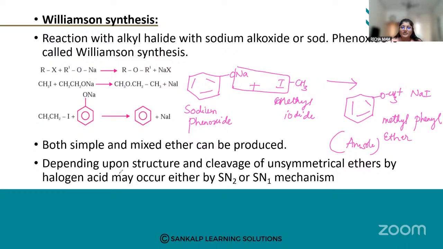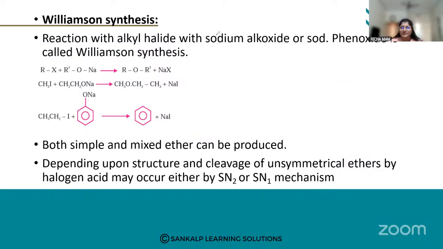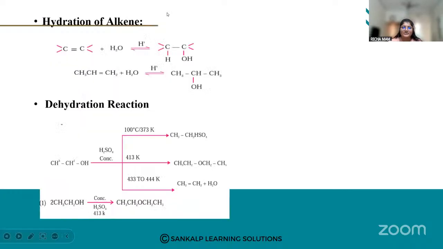Depending upon the structure, cleavage of unsymmetrical ethers by halogen may occur either by SN2 or SN1 mechanism. So the reaction depends upon what type of structure is present. It can occur by SN1 and SN2. We have seen what SN1 and SN2 are in haloalkanes and haloarenes.